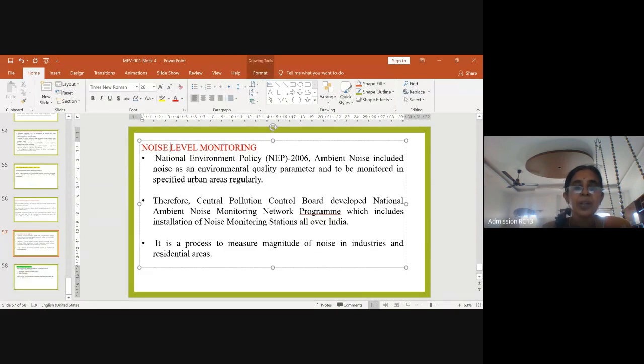So here, similar to air, water, and soil monitoring, you have the noise level monitoring policies or acts. The National Environmental Policy includes ambient noise as an environmental quality parameter, and it should be monitored in urban areas. So, Central Pollution Control Board developed the National Ambient Noise Monitoring Network Program, which includes the installation of noise monitoring stations all over India. It is a process to measure the magnitude of noise in industries and residential areas.